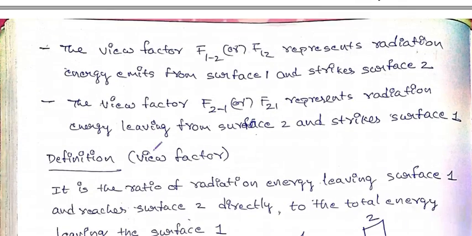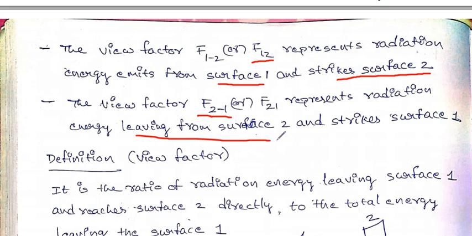So the view factor F1-2, or shortly F12, represents the radiation energy emitted from surface 1 that strikes surface 2. If the view factor is F21, it represents the vice versa of the above, that is the radiation energy leaving surface 2 and striking surface 1. In this case, the view factor between the surfaces is F21.